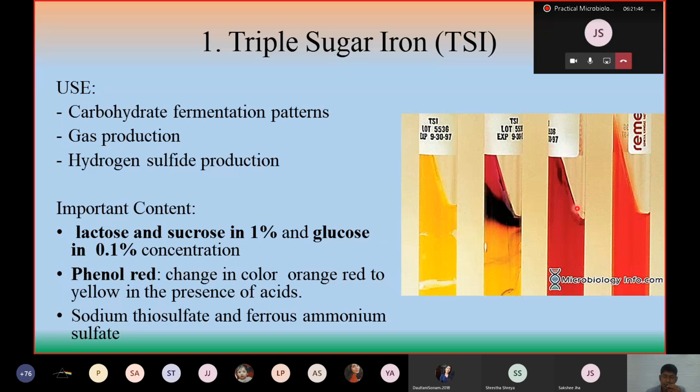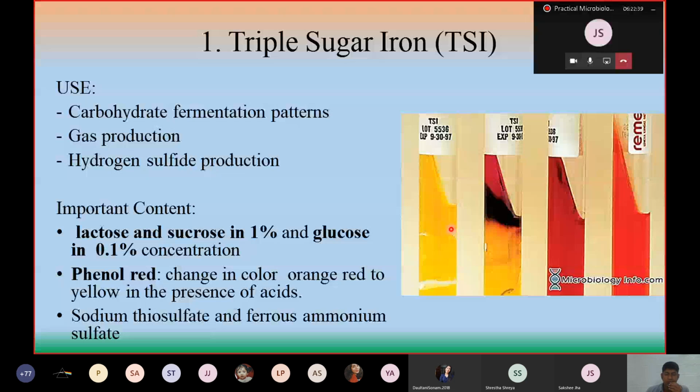Now for those organisms that are able to utilize more than one sugar, glucose plus sucrose, or glucose plus lactose, or glucose plus sucrose plus lactose, the finding will be the same. The finding will be acidic pH throughout the media. So at that time, the whole media will be yellowish in color. And if they are producing gas, since this is solid media, gas cannot escape. So they will make a space like this. There will be cracks, there will be upliftment of media, and we can see the gas like this.